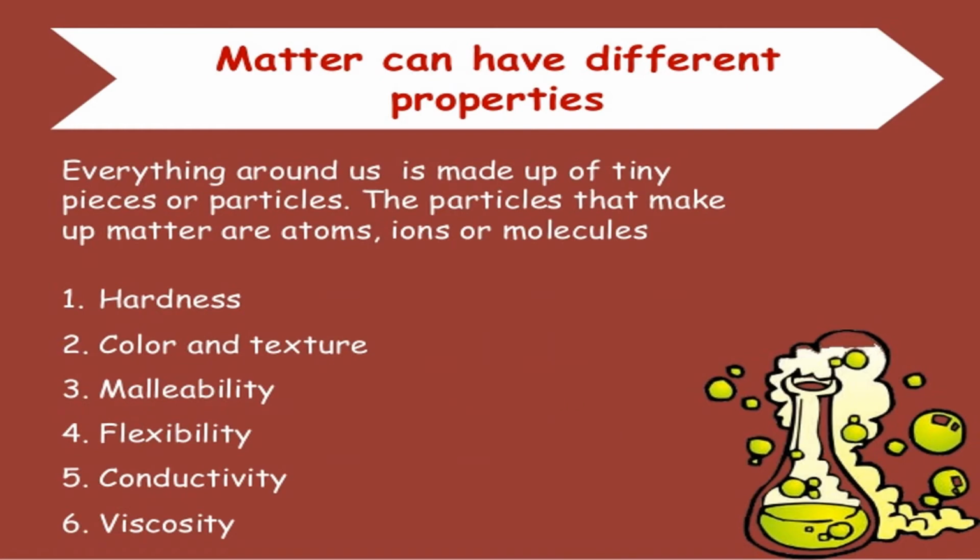So matter can have different properties. Again, everything around us is made up of tiny pieces or particles. The particles that make up matter are atoms, ions, or molecules. And again, you also have to consider the properties of matter: hardness, color, malleability, flexibility, conductivity, and viscosity.